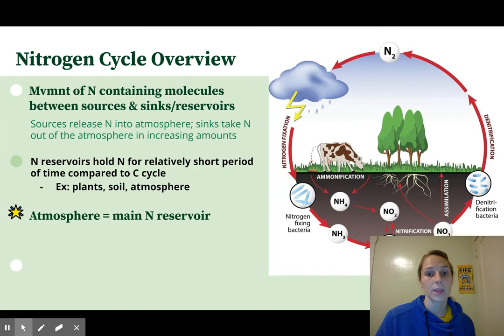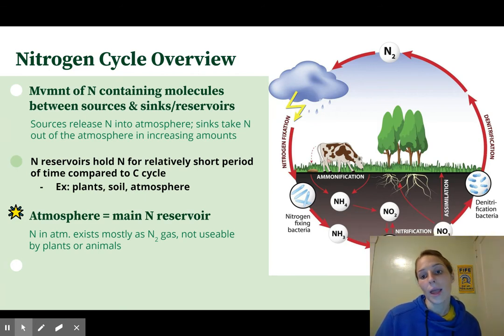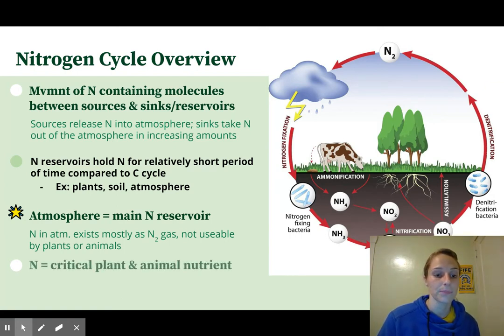Now, fun fact, it is a very common misconception that oxygen makes up most of our atmosphere because we think we breathe it. But actually, nitrogen makes up majority of our atmospheric gases. In fact, it makes up almost 80% of our atmospheric gases. So most nitrogen is going to be in the atmosphere. It's the main reservoir for nitrogen. And this exists mostly as nitrogen gas, which if you write it out, the chemical symbol is going to be N2. And this form is not usable by plants or animals when it's here in the atmosphere.